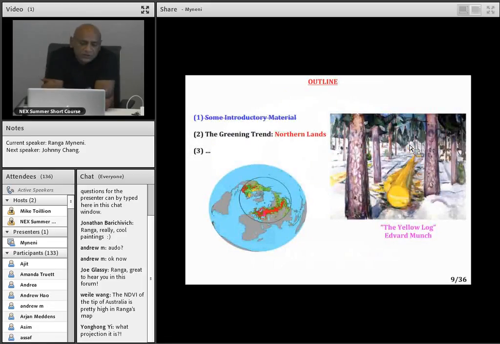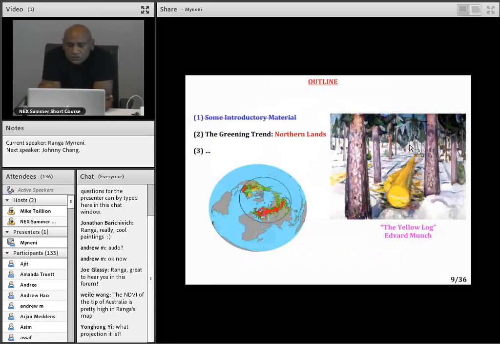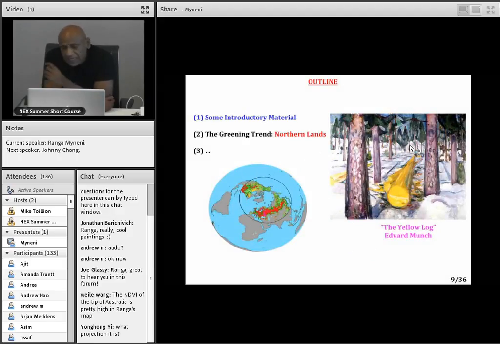So the rest of my talk is focused on two broad themes. First, I shall speak about the greening trend in the northern latitudes, and then I will speak about the greening of the Earth itself. So without further ado, let's first focus on the first topic, on which I have lots of slides, the greening trend in the northern lands.